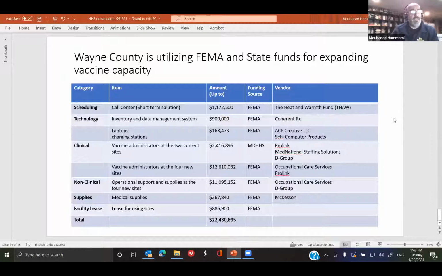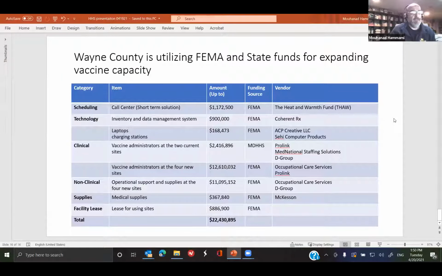We are using mixed funding for these sites and the increased capacity. We had a small grant from the state, but we also have a bigger reimbursement mechanism or grant from FEMA that is funding that.